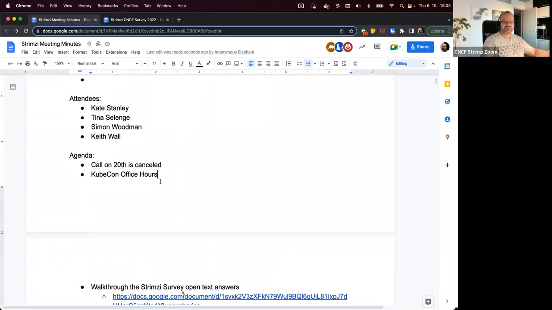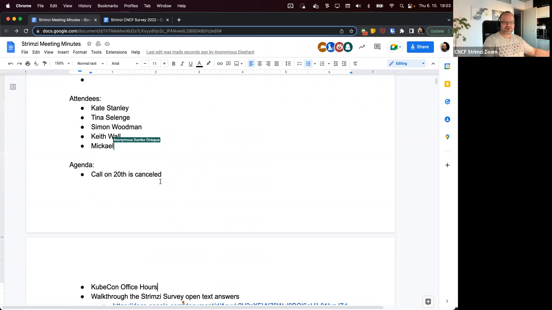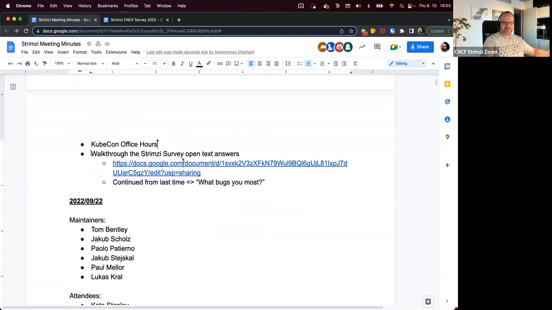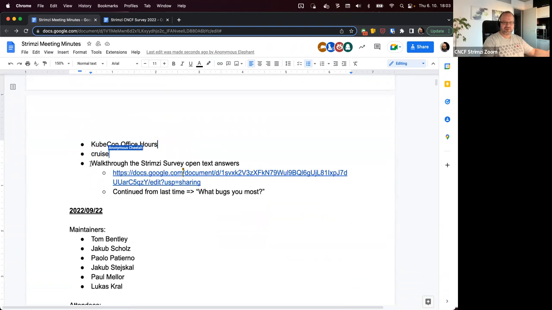And also a week later, so in 3 weeks, we will have the KubeCon office hours. So you should be able to register for that virtually. So you can just find it on the KubeCon schedule and sign in. And that should bring us to the Strimzi survey.